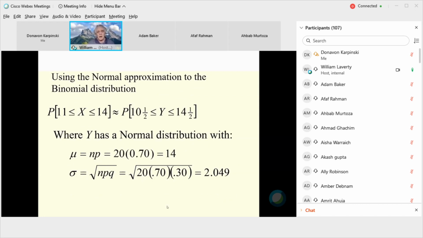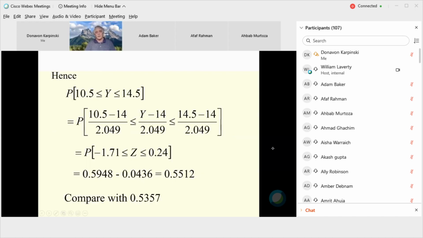Now use the normal approximation. I approximate X by a normal distribution with the same mean and standard deviation as X. And the limits become the lower limit minus a half to the upper limit plus a half. So I'm doing that calculation. I get 0.5512. The exact value was 0.5357.